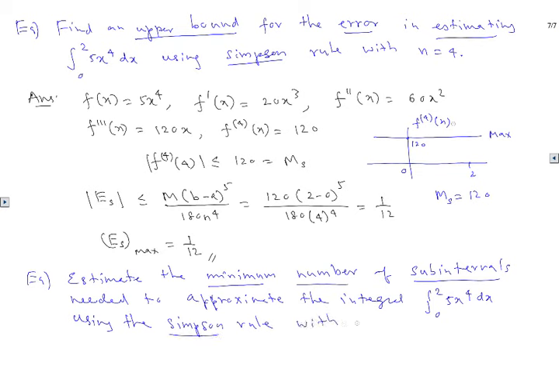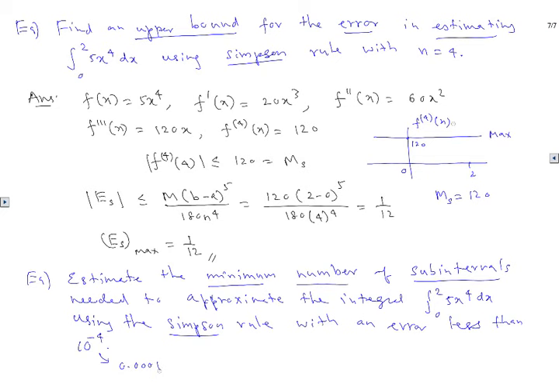With an error less than, so this is the interesting part, error less than, let's say, 10 to the negative 4. So let's say you want to approximate this integral with an error less than 10 to the negative 4. This is a kind of interesting problem. That means it is 0.0001. So that's the error. The error has to be 0.0001.